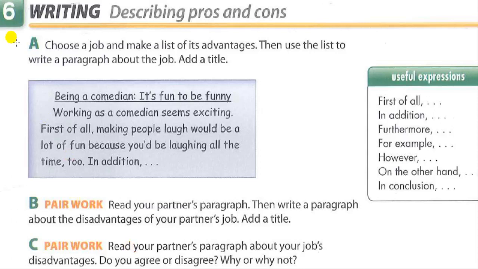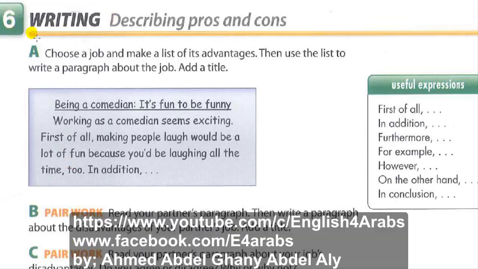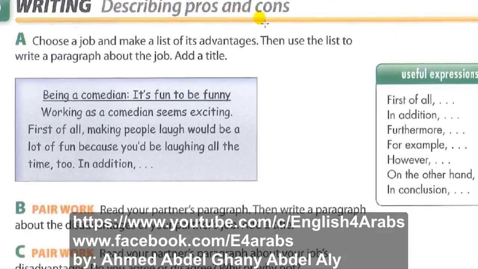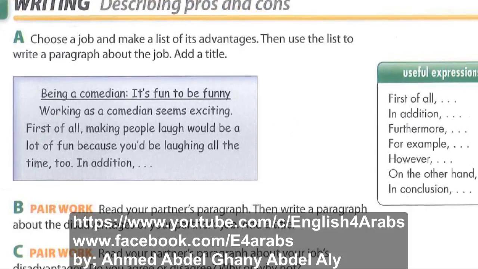Exercise number 6. Writing. Describing pros and cons. Pros, advantages; cons, disadvantages. So in this exercise, we choose a job and make a list of its advantages, then we use the list to write a paragraph about the job and add a title.